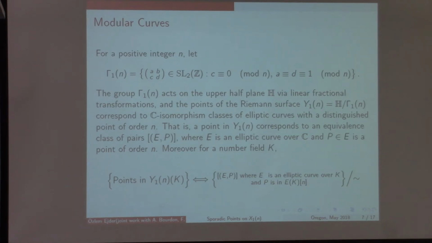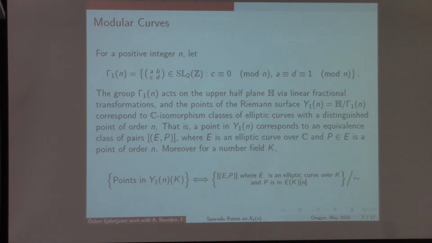In fact, any point on this Riemann surface will give you an elliptic curve and a corresponding point of order N on it. This is not compact, and if you want to compactify it, then you would have to add some cusps, and then what you get is normally known as X1(N).